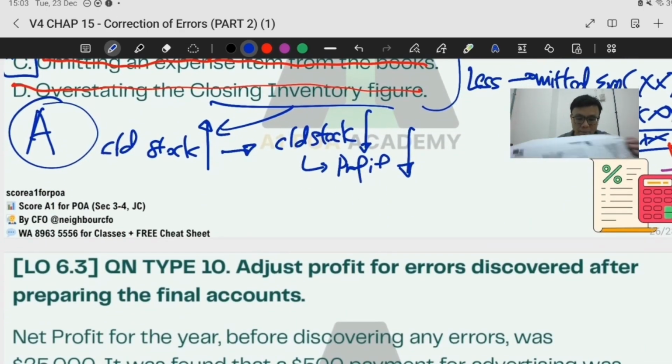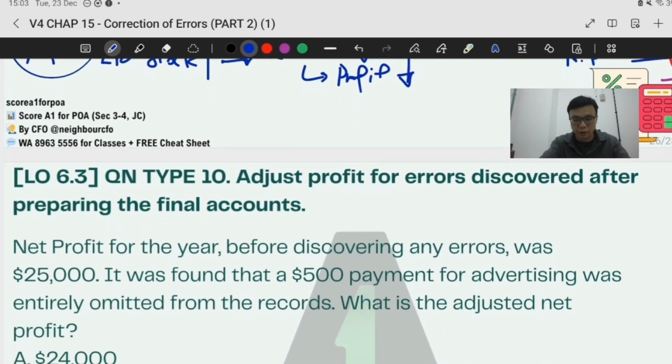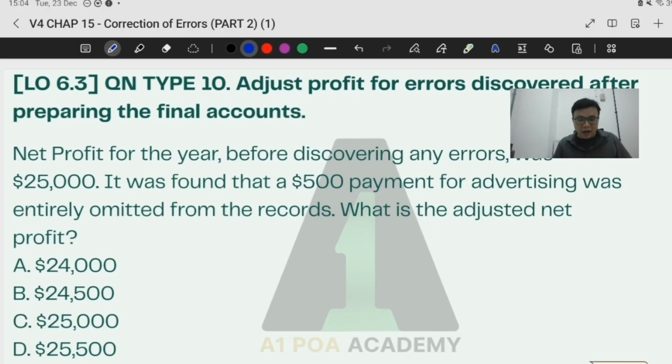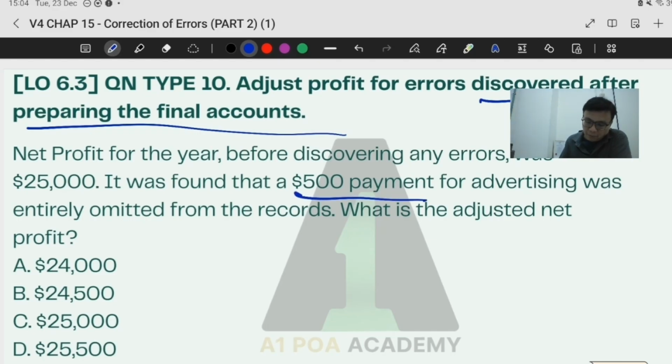Last but not least, for part 2, the last question. Adjust profit for errors discovered after preparing the final account. Right? Discovered after preparing the final account. Net profit for the year before discovering any errors was $25,000. It was found that a $500 payment for advertising was entirely omitted from the record. What is the adjusted profit?